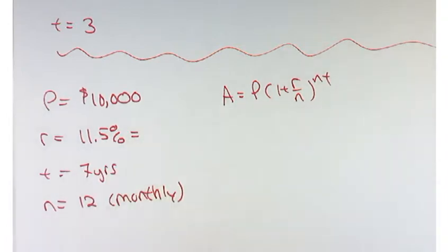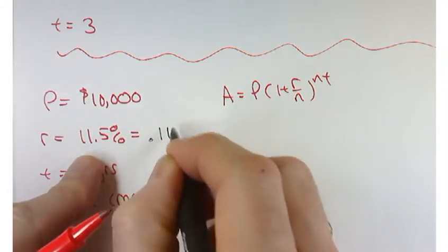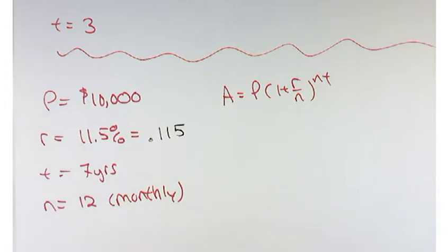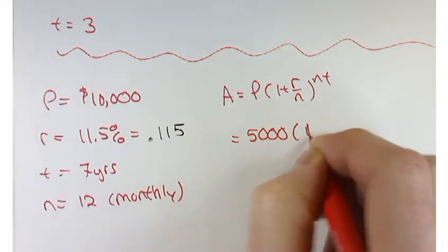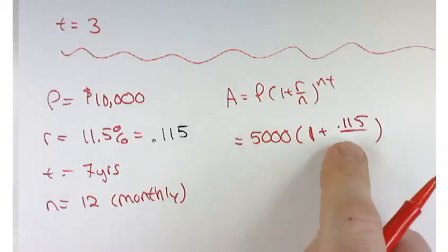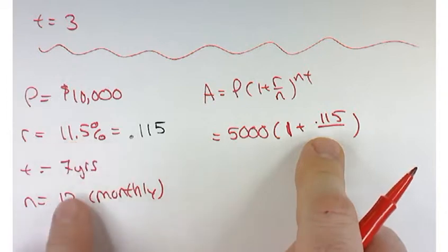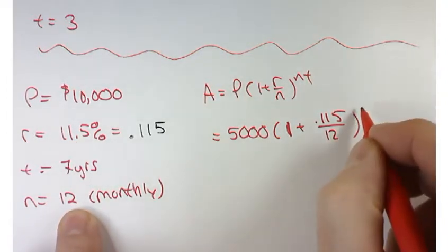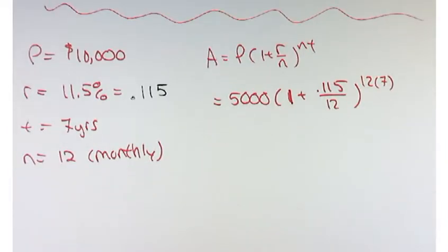There's one important thing I have to do before I plug that into that formula. What is it? Got to switch this to a decimal. So as a decimal, it's 0.115. Let's see about plugging everything in here. 5,000, 1 plus 0.115 over what? 12. Raised to the 12 times 7 power. Okay. So let's see how that one grinds out.